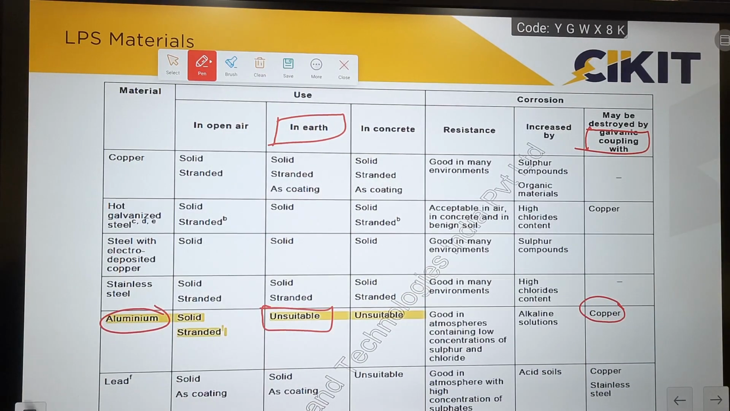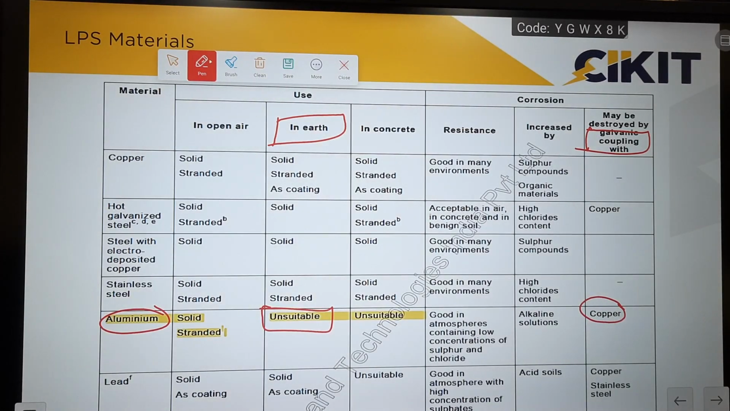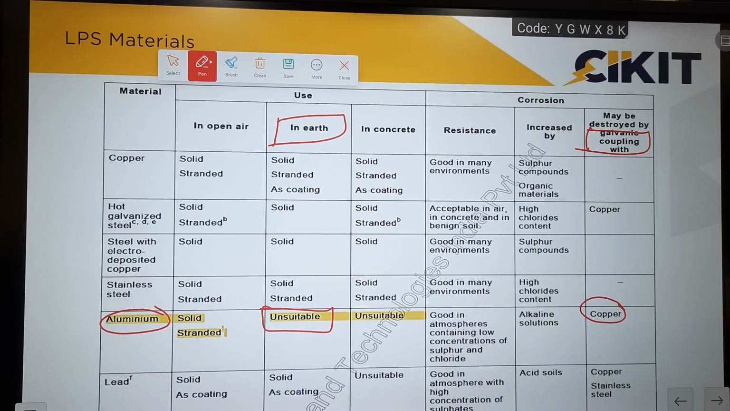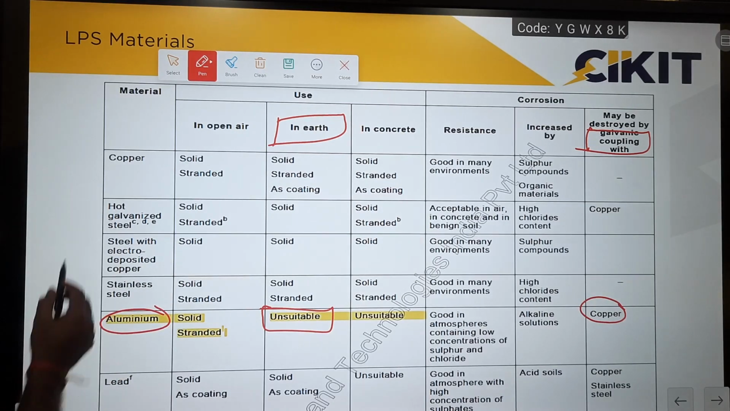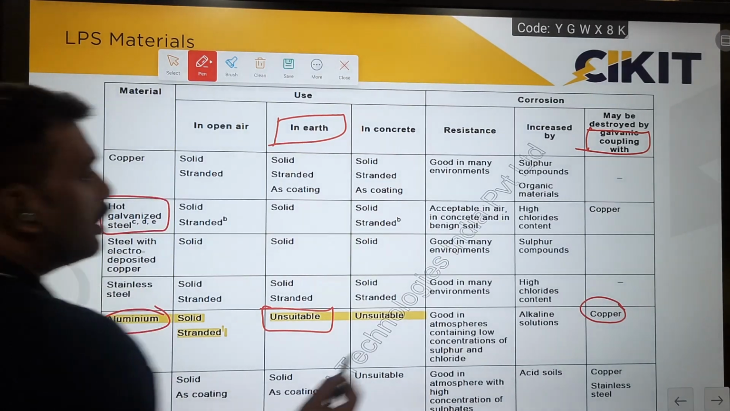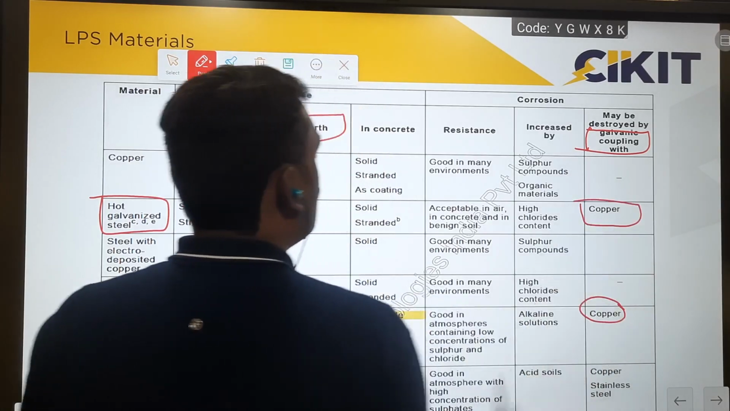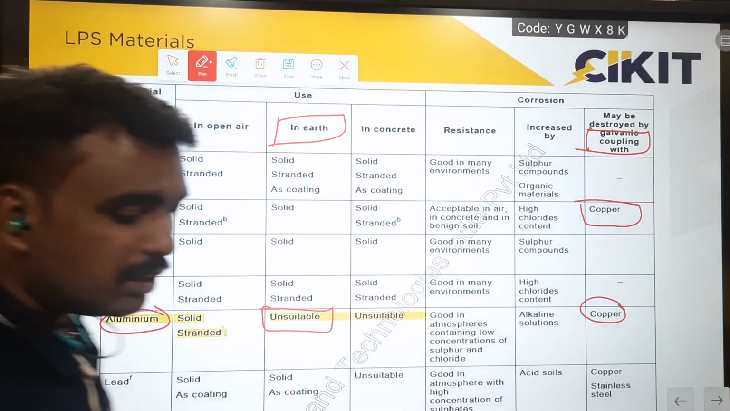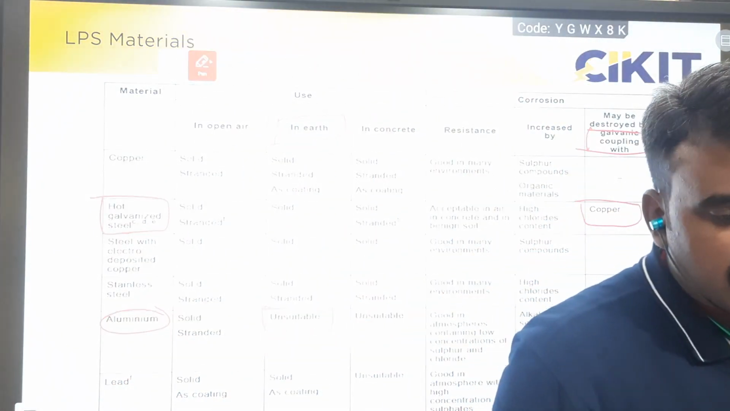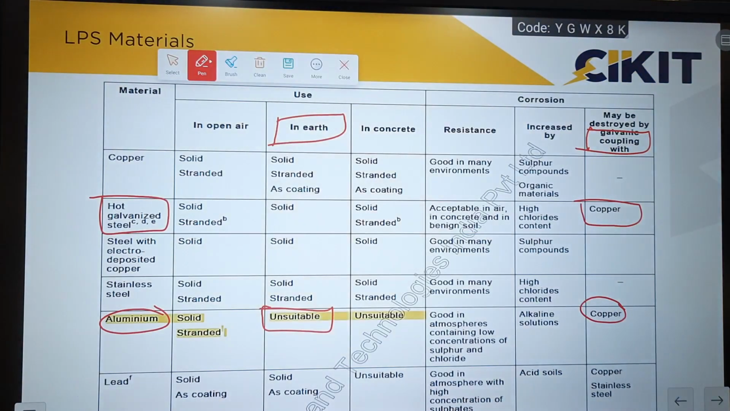The galvanic corrosion is due to joining two dissimilar materials. So I cannot make contact between different materials. This joining itself will result in corrosion, and that corrosion is called galvanic corrosion. Hot-dip galvanized steel also cannot be directly bonded to copper. So if I want to connect these two different materials, I have to go for bimetallic connectors.